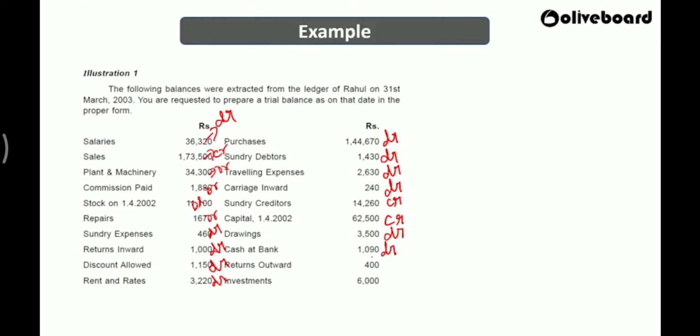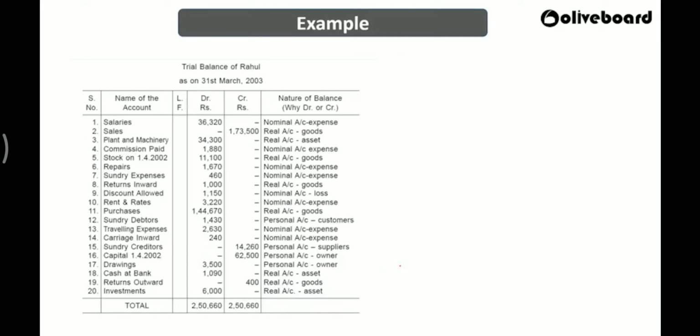Return outwards means whatever we purchased, we have sent back to the supplier, maybe because it is damaged or something. So the expense is reduced to the extent of 400. So it has to be credited. Investments, again an asset, it will have a debit balance. So I put all the debit and credit balances. Now let me prepare a trial balance here. See here, salaries, I put all the ledgers here. I put salary, the amount 36,320. Why? Because it is a nominal account, I have given you the reason.